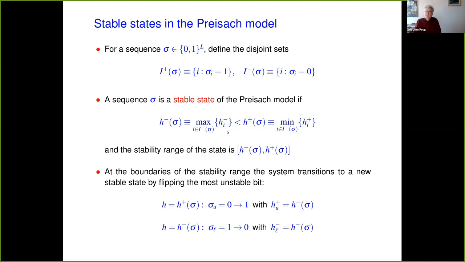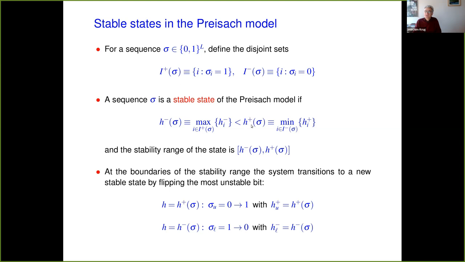Obviously, what you need is a field interval where, if you lower the field, the lower switching field of all the states is above that field. So you have to be above the maximum of the lower switching fields of all the states that could flip from one to zero, the hysterons in the set I plus.